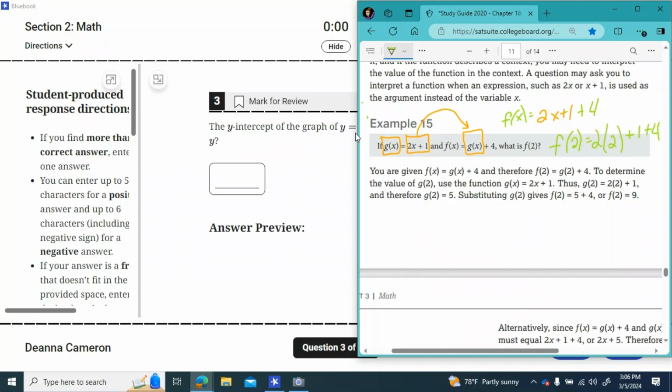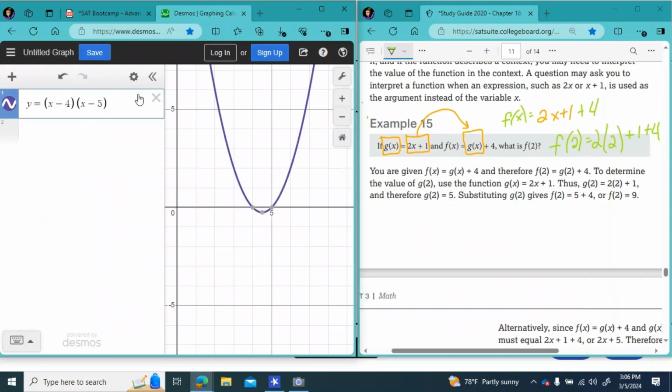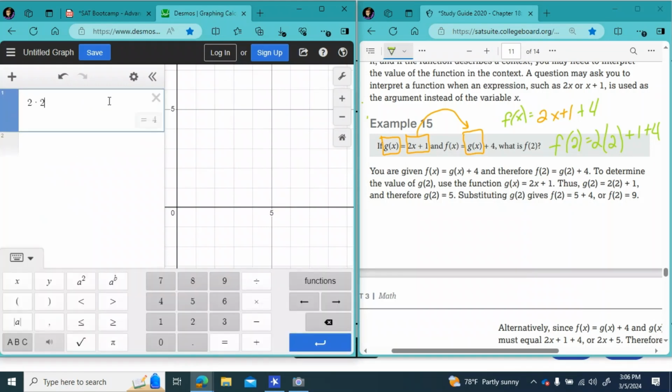If you don't feel like adding, right, just multiply it. 2 times 2 and add it. Plus 1 plus 4. We're on 9. And we've got a match to the answer key. So we know that is the answer to example 15. 9.